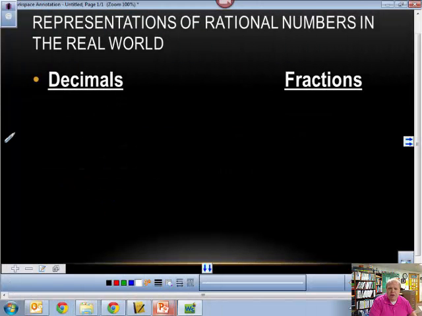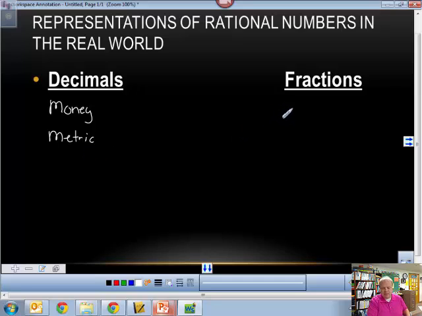Okay, let's first look at some different examples. As we're looking at real-life situations, when do we see decimals? Well, I know I always see decimals when I'm working with money. I also know I always use decimals when I'm talking about the metric system a lot. And we've talked about that before, right? What about fractions? When are some times we use fractions?